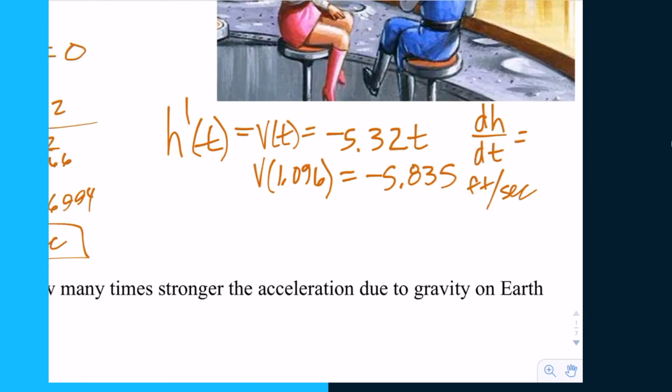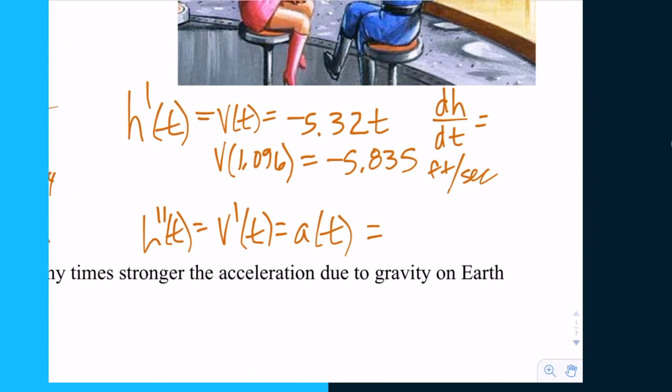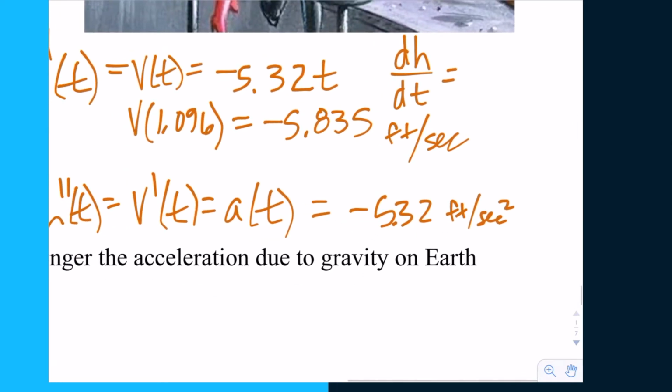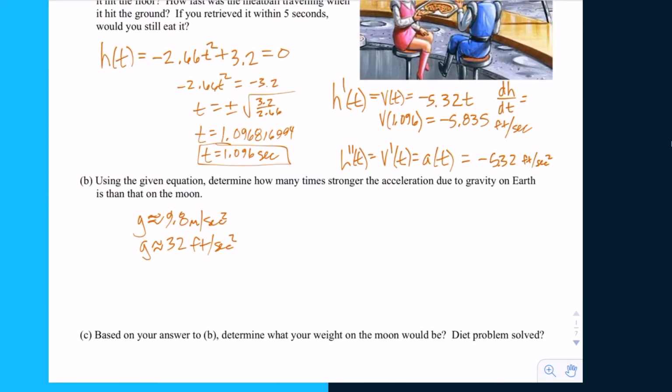Remember, this is a true story, so we can actually use the equations we have. So V prime of t, which if you want, you could just call H double prime of t, and we're going to call it A of t. So there's your kinematic equations for all falling objects, how they're related to each other, higher order derivatives. It's going to be the derivative of negative 5.32 times t, which is negative 5.32 feet per second per second. And the negative means that the velocity is decreasing, okay? So every second that passes, the velocity is going to gain a magnitude of 5.32 feet per second every second. So how are we going to use that to determine how many times stronger?